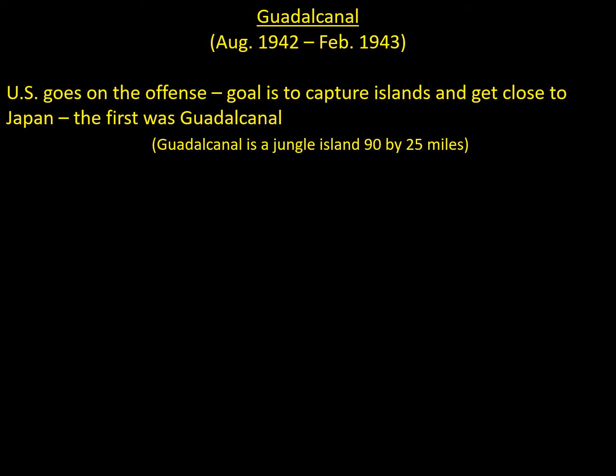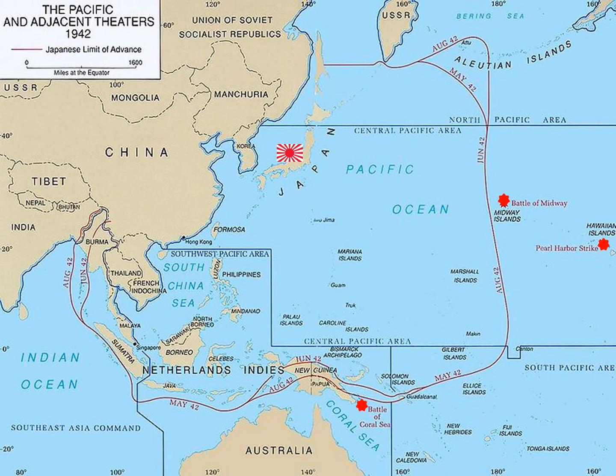It's a jungle island about 90 miles by 25 miles. It's in the South Pacific, not far from New Guinea. As we can see here on the map, you see Midway Island and Pearl Harbor and Japan. If you look down toward the bottom where the Battle of Coral Sea is, here we see Guadalcanal.